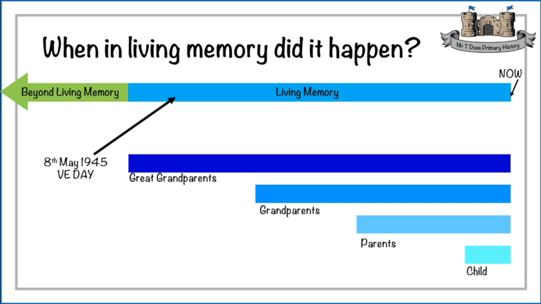And then finally, the child's living memory. Can you see how the living memory is shorter each time? Because the older you are, the longer your living memory is. VE Day can't be remembered by everyone because not everyone was there.